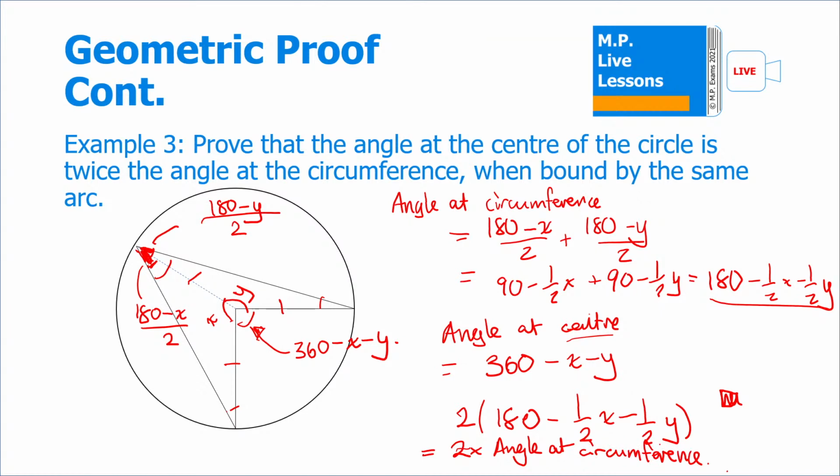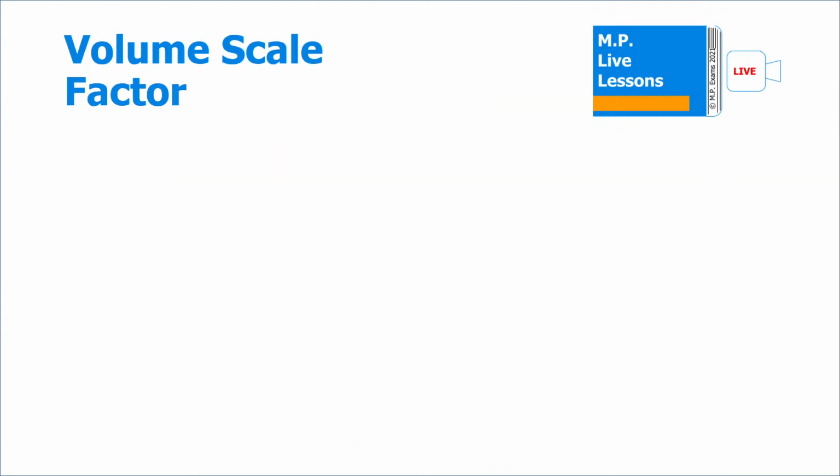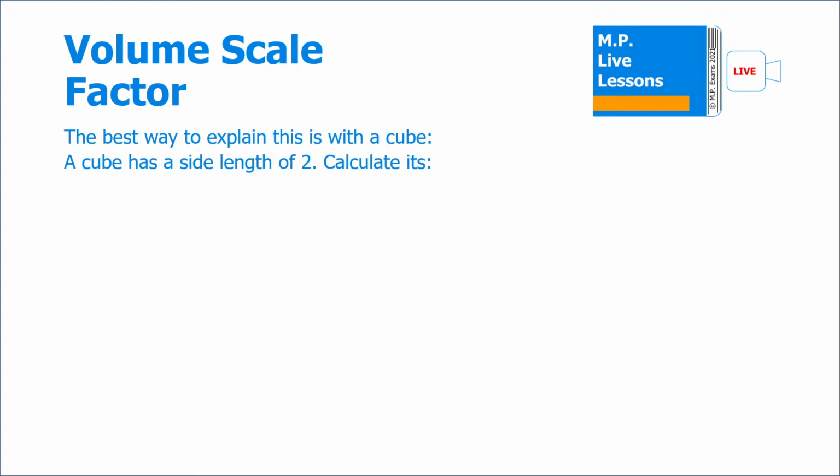Basically, all of these circle theorems or other parallel line theorems are made up of smaller, simpler proofs like this. Next, for higher tier, you'll need to know the volume scale factor. The best way to explain this is with a cube. This will have a side length of 2. So calculate its surface area and volume.